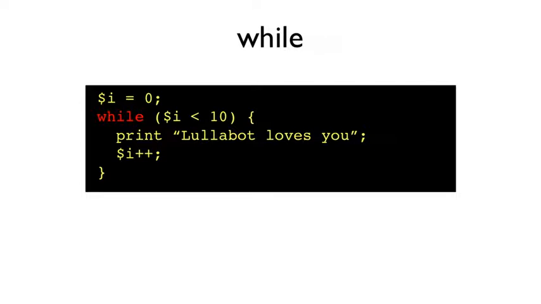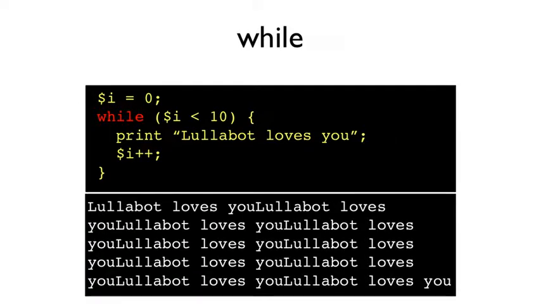So in our example here, we have a simple counter variable called I, and as we go through the loop, each iteration through the loop, the condition is going to be checked to see if I is still less than 10. If that's true, then it'll execute the code that will print Lullabot loves you, followed by a shorthand for incrementing the value of I. So on the first run, I will be equal to 0, which is in fact less than 10, so Lullabot loves you will print, and then I's value will be updated to 1. PHP will then return to the top, check to see that I is still less than 10, and continue. The result will be that Lullabot loves you will be printed 10 times in a row.